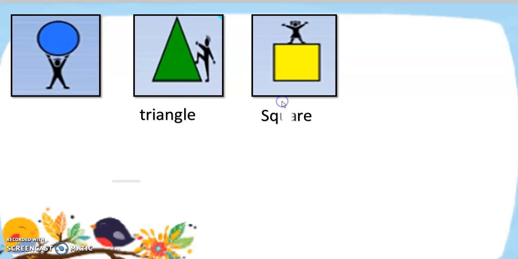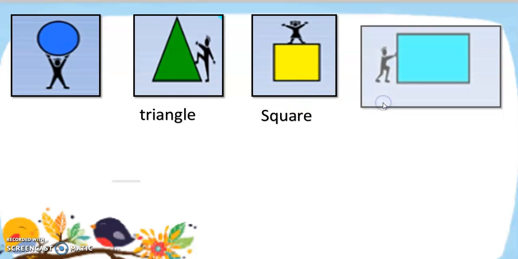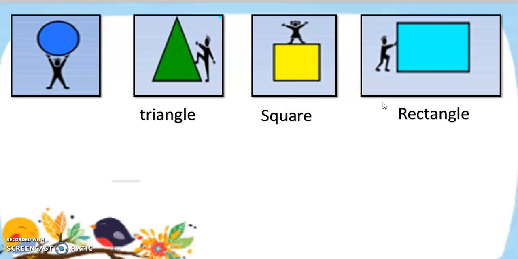Let me put some more shapes. So here I have triangle, square, rectangle. Now, when I look at these four shapes, yes, that is circle, triangle, square, rectangle.